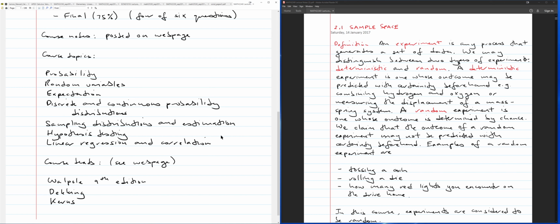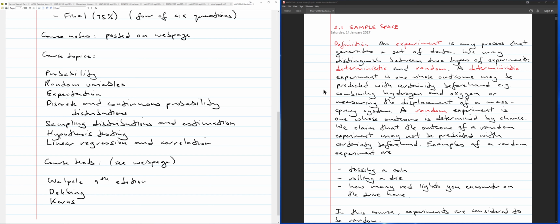All right, okay, so let's start the course material. We're starting with probability. The first thing we want to talk about is an experiment. An experiment is any process that generates data. We can distinguish between 2 types of experiments: deterministic experiments and random experiments. A deterministic experiment is an experiment where you can actually predict the outcome beforehand.